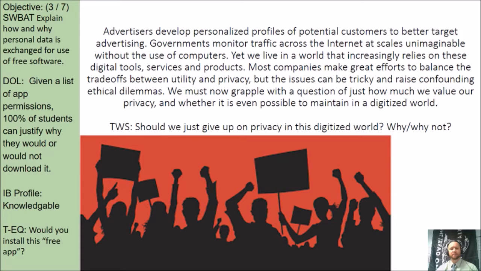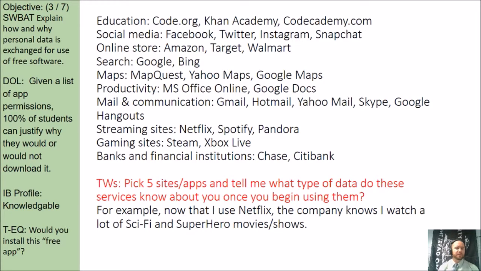Why or why not? So here I have a list of some websites or products that have apps that I want you to think about, and then just pick 5 of these and tell me what type of data they know about you or they are collecting about you. So for example, now that I use Netflix, this company, they know I love sci-fi and superhero movies and shows. So that's the type of data they know about me now.